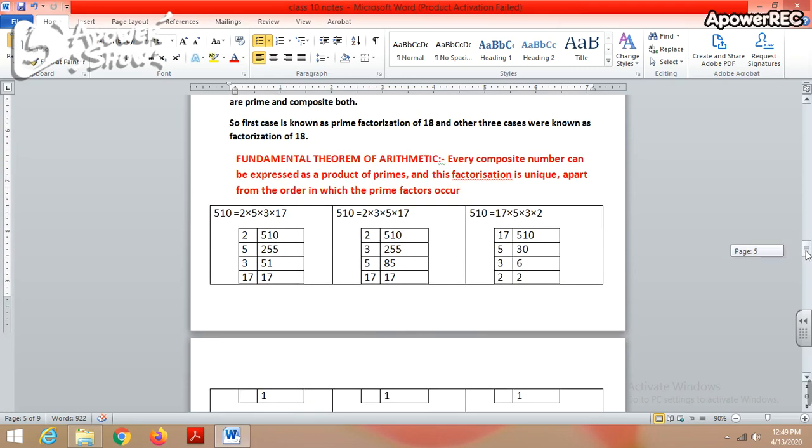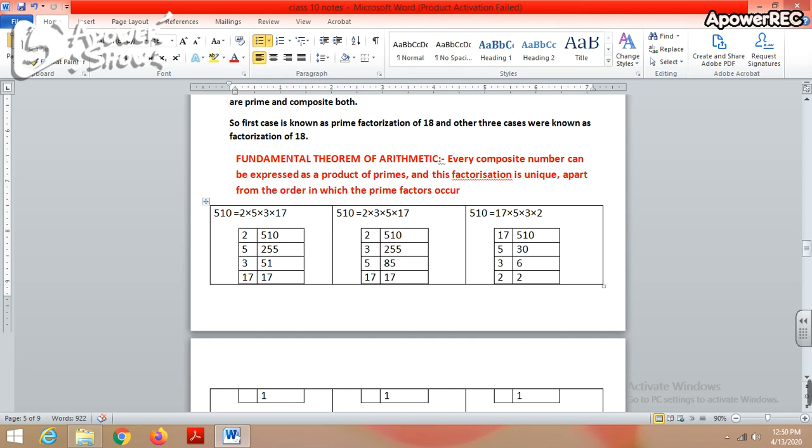in this exercise. So before doing it, we have to learn one of the most important theorems of this exercise, which is known as the fundamental theorem of arithmetic. This is nothing but the process of prime factorization which you already did in your previous classes. The fundamental theorem of arithmetic says every composite number can be expressed as a product of primes, and this factorization is unique apart from the order in which the prime factors occur. So the first line says every composite number can be expressed as a product of primes. As we already did, 18 can be written as 2 into 3 into 3.